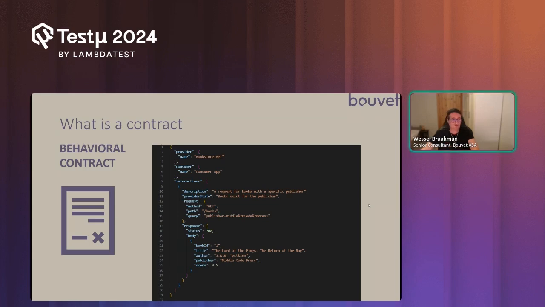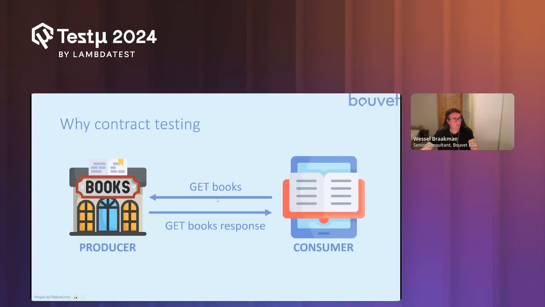More about that afterwards. Let's first get into why we want to do contract testing. Again, producer, consumer, there's one line. One wants to get the list of books and the other has to deliver the list of books.